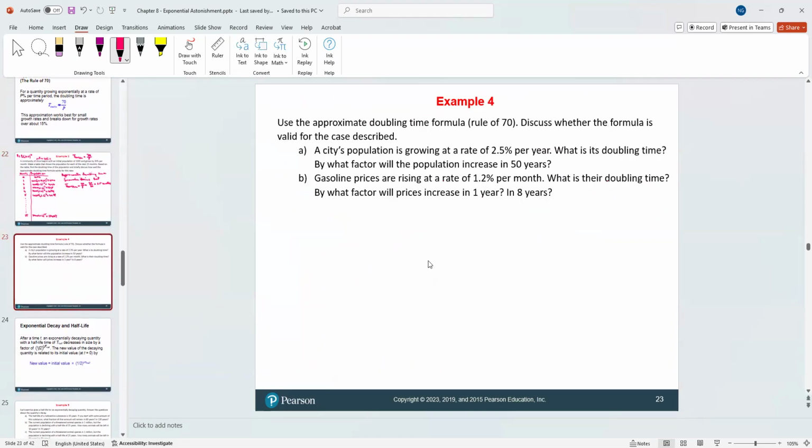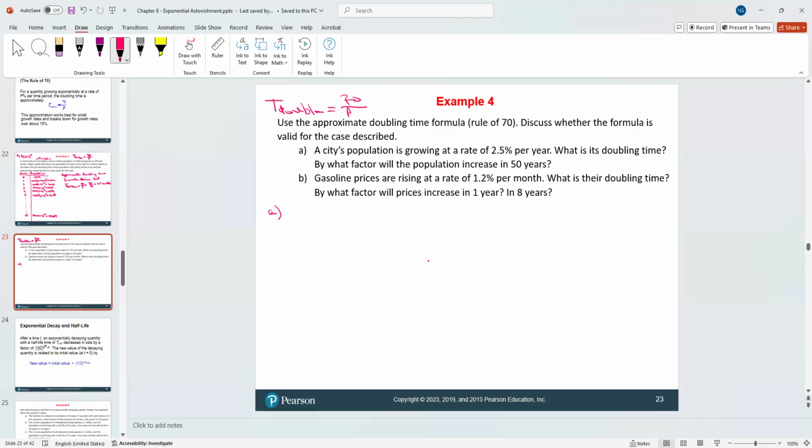Okay, now let's try another example because again, here they said use the approximate doubling time formula, the rule of 70. Remember, T double is 70 over the percentage they give you, usually under 15%. Discuss whether the formula is valid for the case. For part A, they said a city's population is growing at a rate of 2.5% per year. What is the doubling time? Sorry, that's the first question they ask.